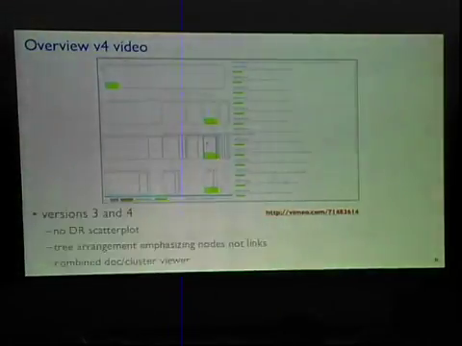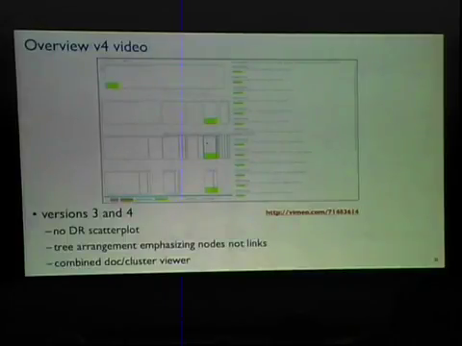And what's interesting about this is there are a lot of differences from where we started. For one thing, we don't even show that dimensionality reduction scatter plot anymore. We found for this particular kind of exploration, they didn't need it. The tree looks quite different. The emphasis is on the nodes so that you can think, what's the structure of this cluster, much more than the topological structure of the links. Other things like the document and the cluster viewer got combined.